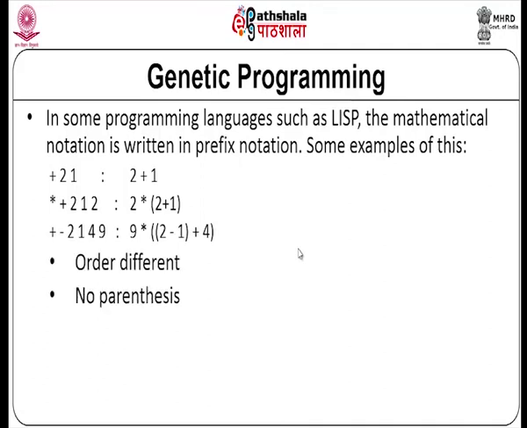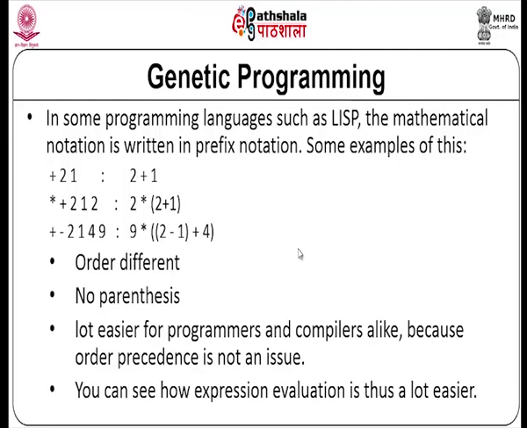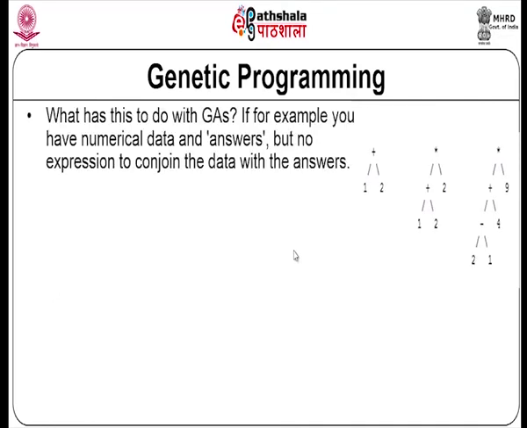So, the order in which the operators and operands come is different, and there is no parenthesis because the precedence of the operators and the brackets are already considered. So, it is a lot easier for programmers and compilers alike because order precedence is already taken care of and it is not an issue at all. So, you can see how expression evaluation has become a lot easier. Why are we suddenly talking about this? Okay. So, in genetic programming, that is an expression tree. What has this to do with genetic algorithm?